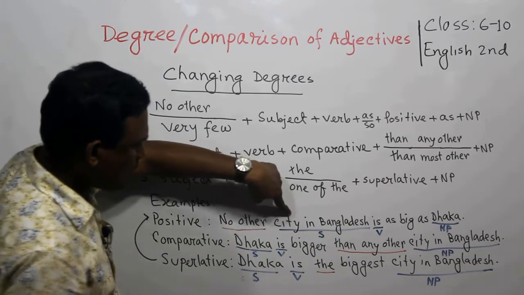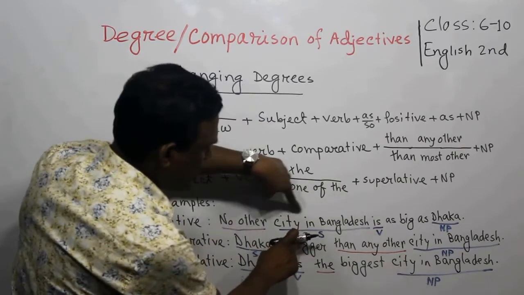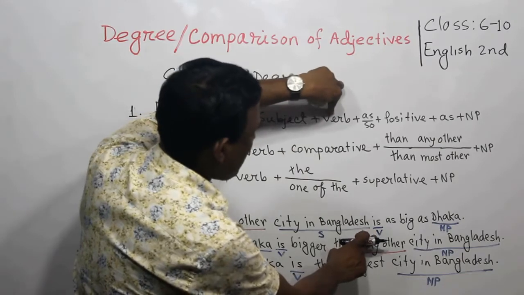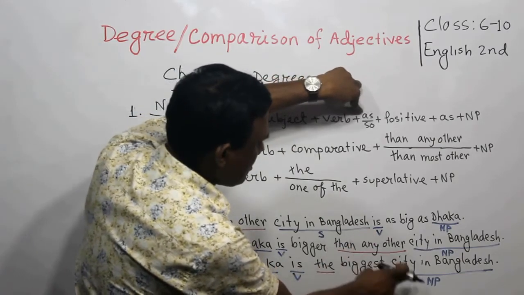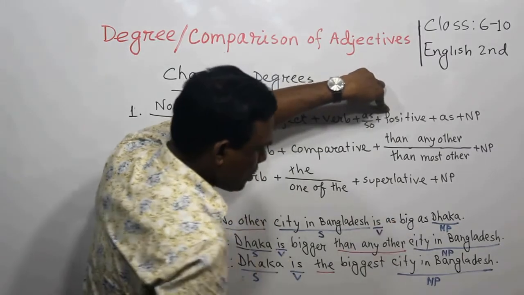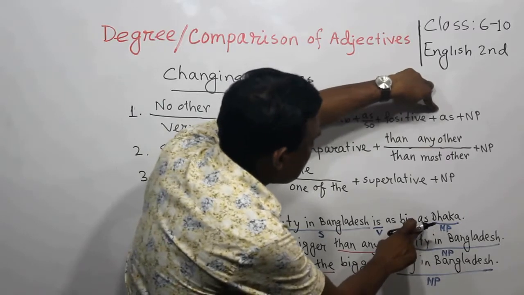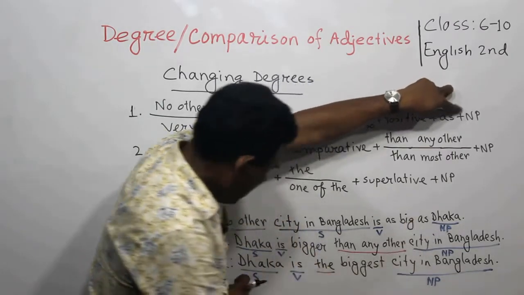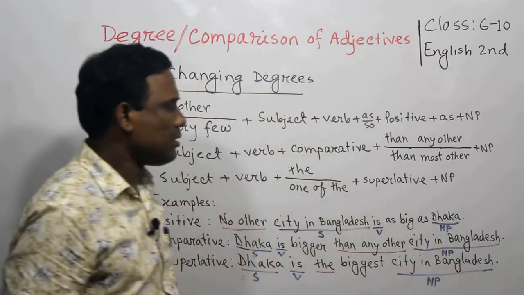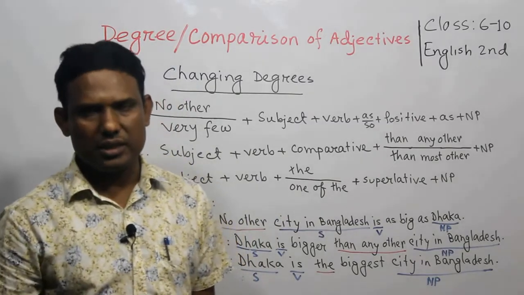Then subject NP city in Bangladesh has become subject. Then verb according to the structure. Then as plus positive. Big is the positive form of biggest, plus as plus NP. Subject Dhaka has become NP. In this way you can change degrees.